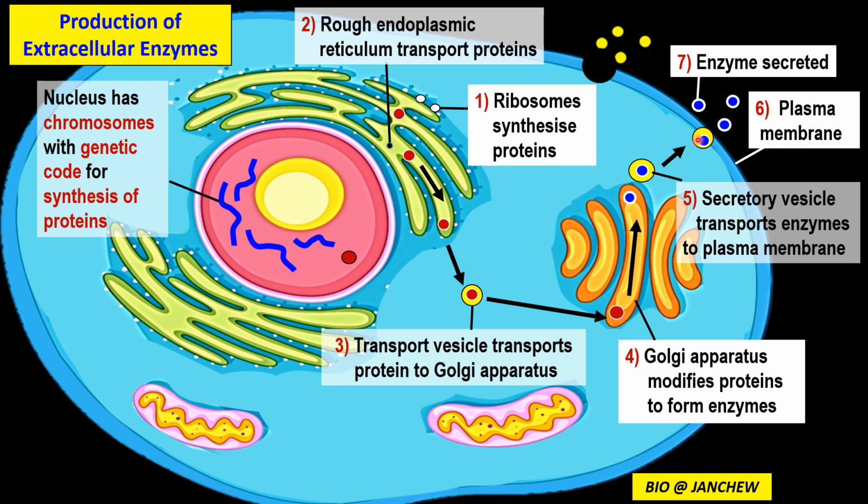Okay, then the Golgi apparatus will package the extracellular enzymes into secretory vesicles, which transport the enzymes to the plasma membrane. Secretory vesicles fuse with the plasma membrane and then secrete the enzymes out of the cell. Okay, so take note that the transport vesicle transports protein from the rough ER to the Golgi apparatus, but the secretory vesicles transport the enzymes from the Golgi apparatus to the plasma membrane.